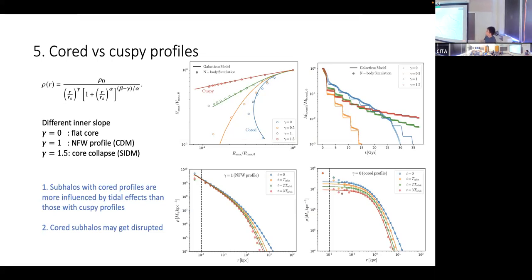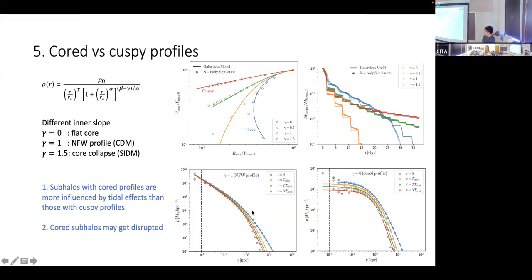So we can see that for all these cases, our models, shown by the solid colored curves, can fit the N-body simulations well. So that means that our model here is very robust. And also on the upper right panel here, I show the bound mass fraction, which shows the bound mass as a function of time. You can also see that we have a good match to the simulation result.